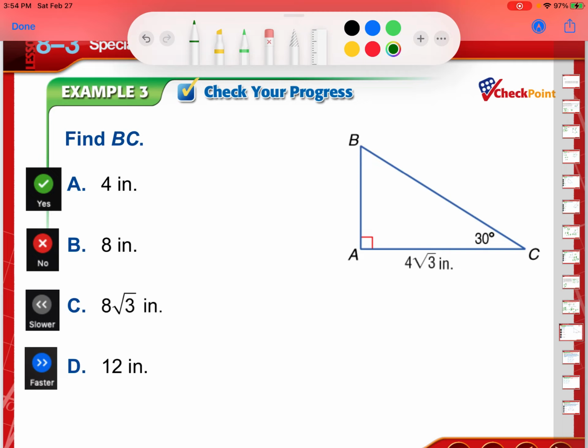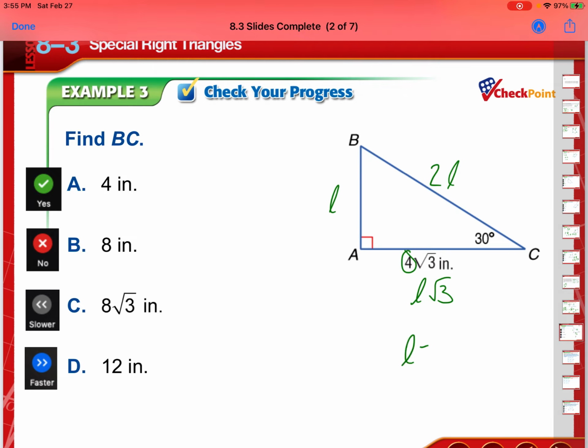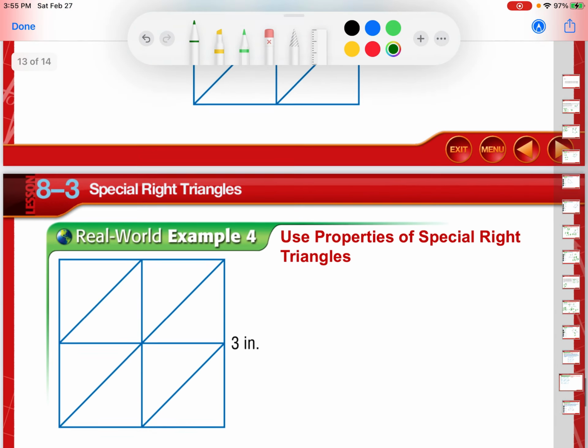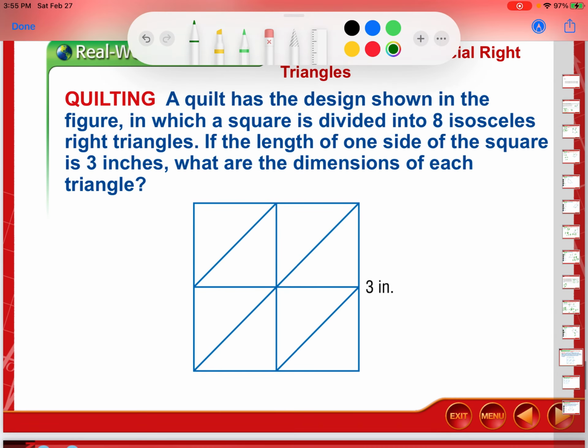So in this example, they give us the side length opposite the 60, and if you remember, side length opposite the 30 is L, hypotenuse is 2L, and then side AC, or the side opposite 60, would be L times root 3. So we have 4 root 3 is the measurement they give us, which means L must be 4. So we know L equals 4, and they want us to find side BC. So 4 times 2 would be 8. Lovely, lovely, lovely.